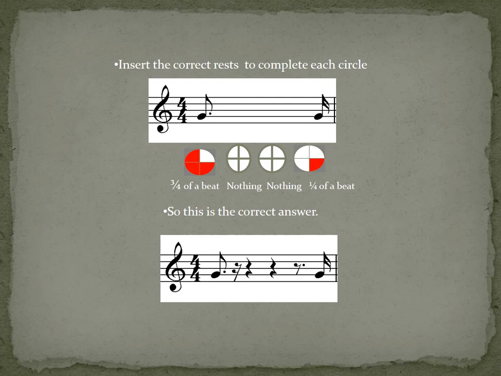Then we go over into the second half of the bar, then we have nothing again. A whole beat missing, we put a crotchet rest in again. And then in the last circle, we've only got a quarter, so we're 3/4 missing. 3/4 of a beat represented by a rest is a dotted quaver rest. And there you can see on the second example, that would be the correct answer. So we can see on that particular one, each of the beats and the rests are grouped correctly.